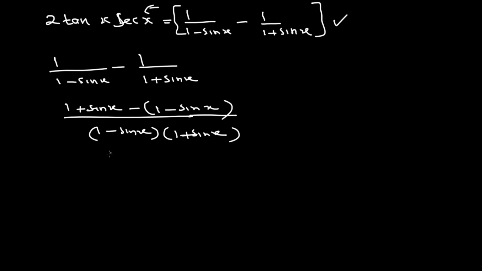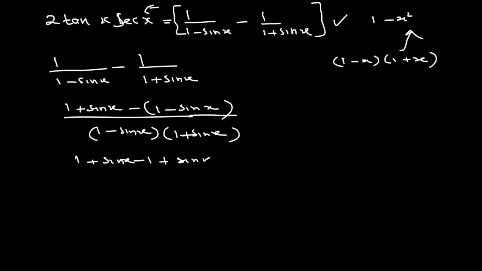Okay, let's simplify the top part and the bottom part. Here we can see it's difference of two squares, right? So if we have 1 minus x times 1 plus x, remember what we get? What we get is 1 minus x squared. It's the same here, so we'll have 1 minus sine x squared. So here, let's simplify this. Here we'll have 1 plus sine x, then this is minus 1. Then this is plus 1 plus sine x.